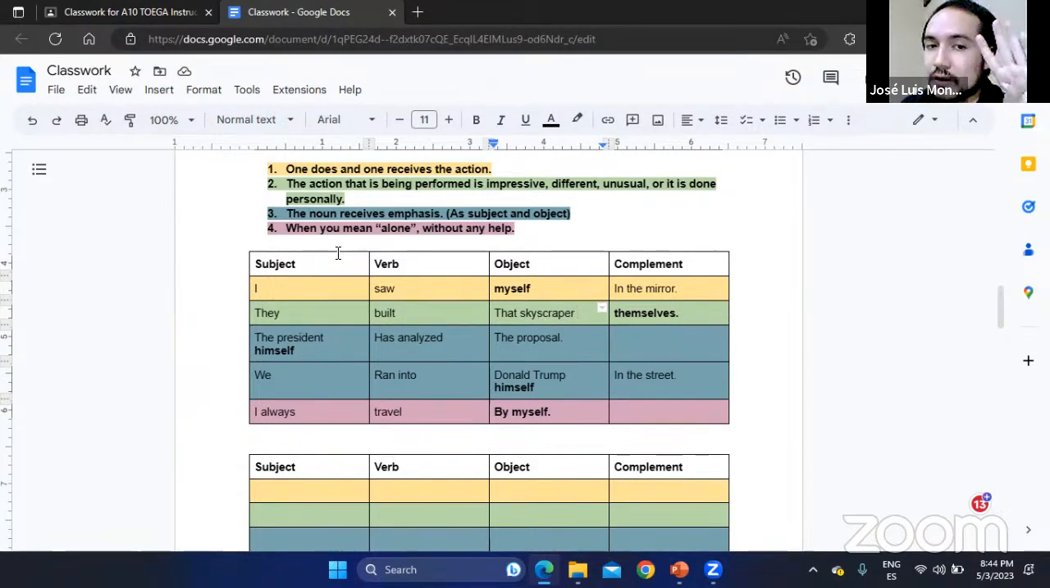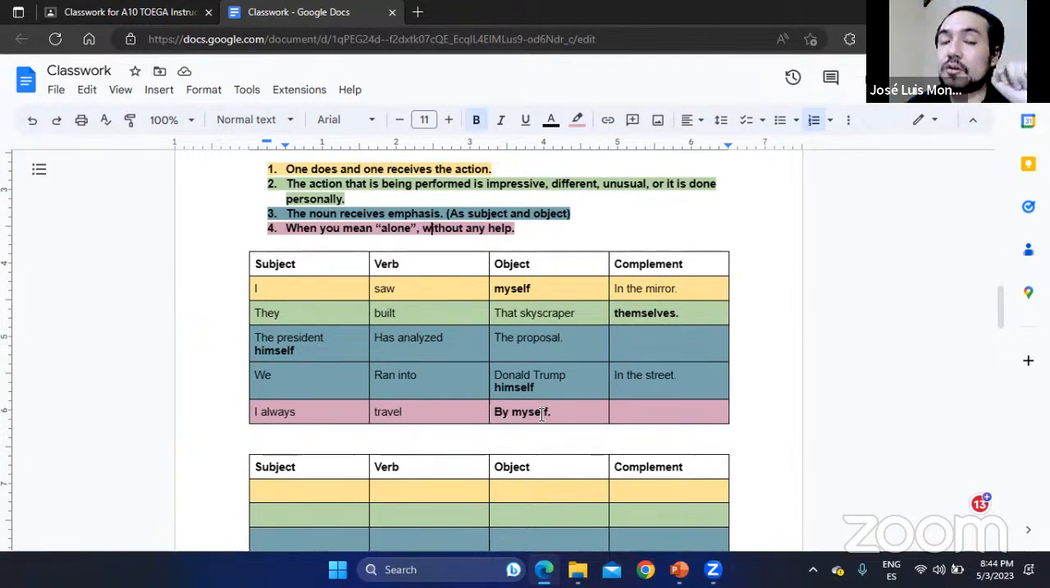Number three and number four is the, well, kind of blue one, I don't know, bluish. The noun receives emphasis as subject and object. So here is one example as subject. The president himself has analyzed the proposal. And one example as object. We ran into Donald Trump himself in the street. And finally, this color was supposed to be purple, but it's kind of pink. The pink one is when you mean alone, without any help. So I always travel by myself.